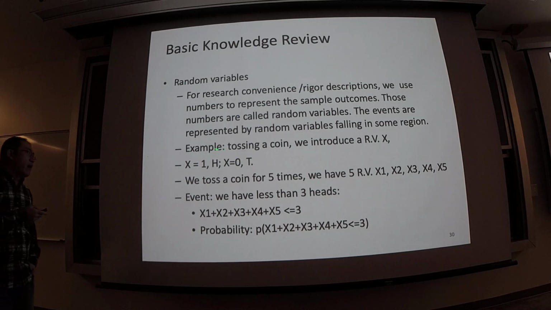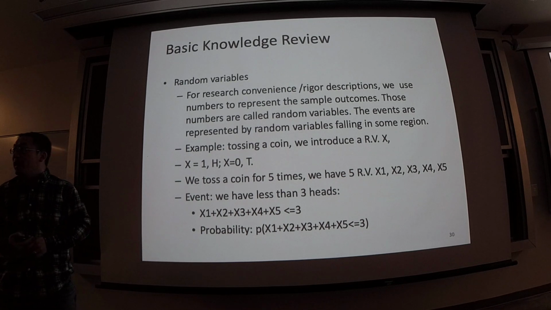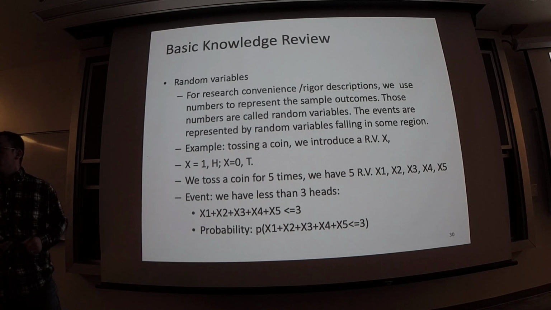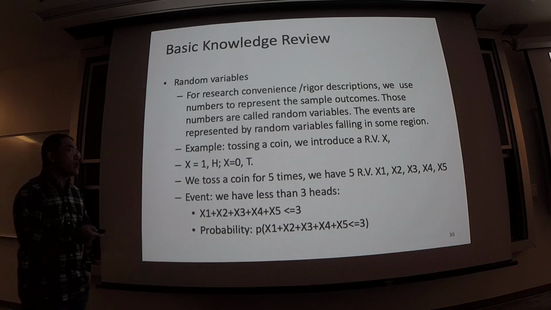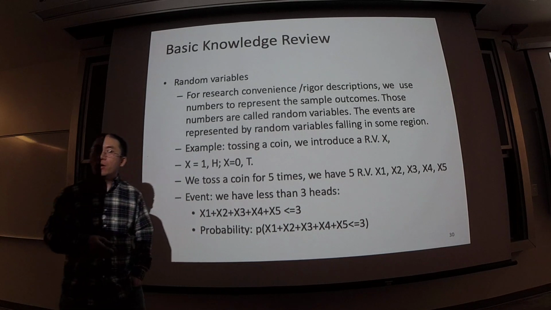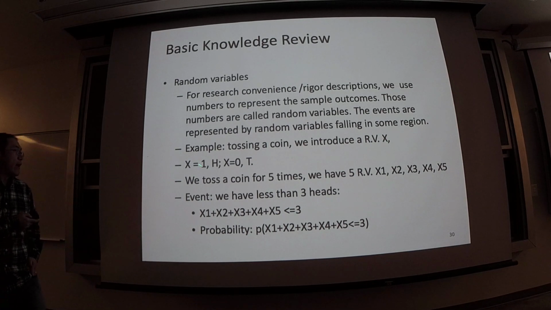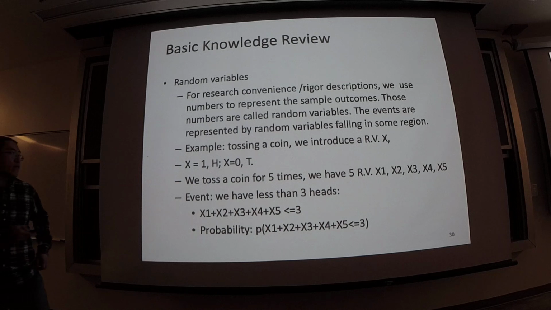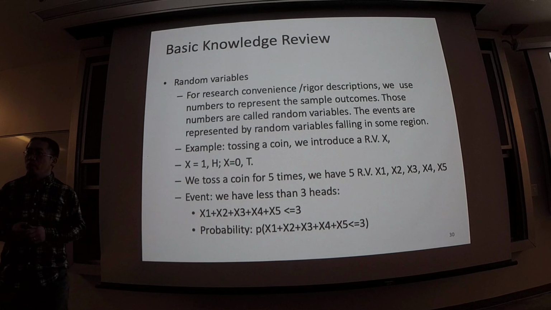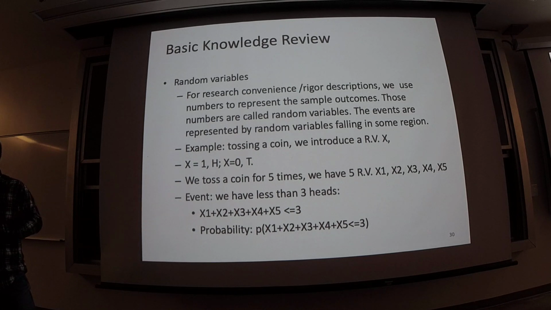Let's use coin tossing as the example again. When you toss a coin, the outcome will be either head or tail. So correspondingly, we can introduce the random variable x, which is binary. When x equals 1, it represents that your outcome is head. If x equals 0, it means that your tossing ends up with the tail.